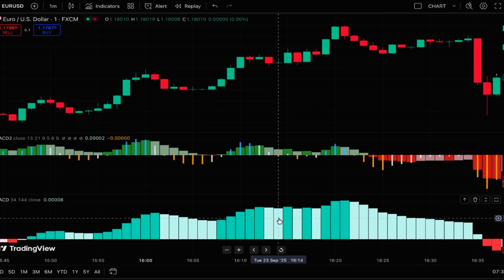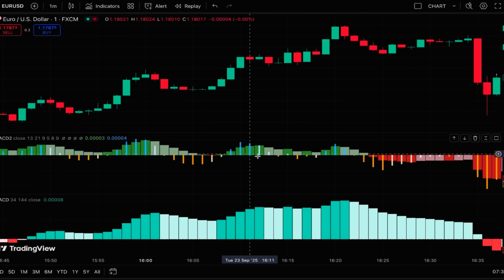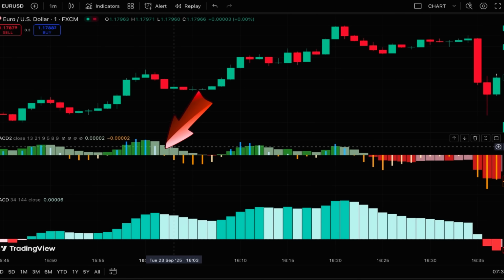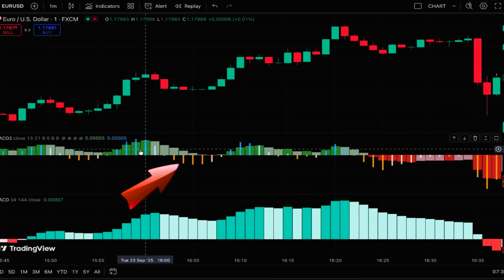When the histogram is green, the market is trending up, and when the histogram is red, the market is trending down. And then here we have 2 MACDs. We have one MACD at the back with the colors green and red, and we have one MACD in the front with the colors blue and orange.